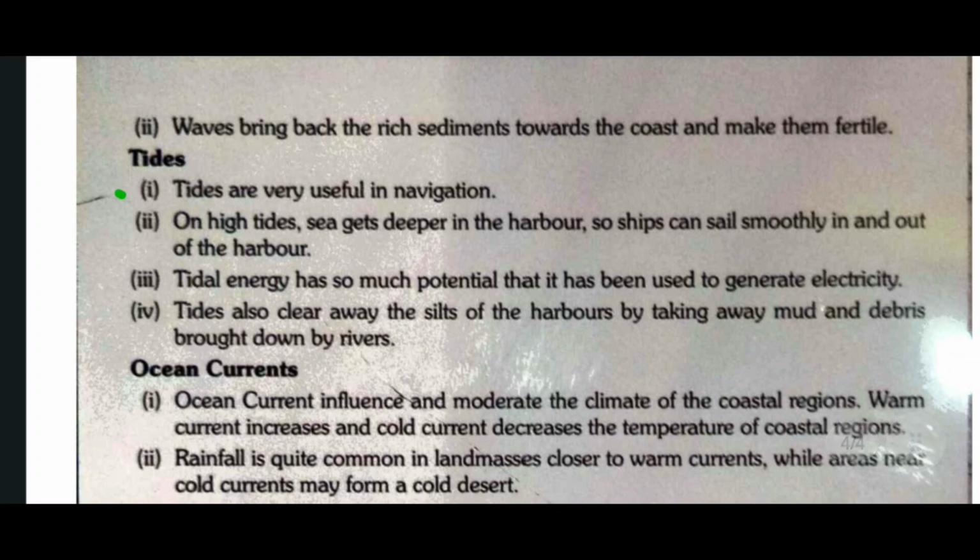Then tides. First, tides are very useful in navigation. On high tides, sea gets deeper in the harbor, so ships can sail smoothly in and out of the harbor. Tidal energy has so much potential that it has been used to generate electricity. Tides also clear away the silts of the harbors by taking away mud and debris down the rivers.